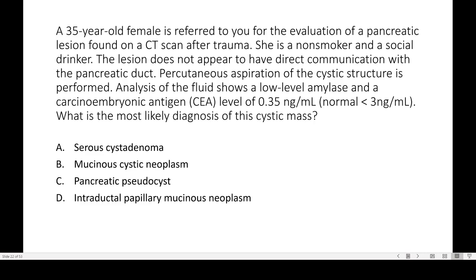So a 35-year-old female is referred to you for the evaluation of a pancreatic cystic lesion found on a CT scan after trauma. She is a non-smoker and a social drinker. The lesion does not appear to have a direct communication with the pancreatic duct. Percutaneous aspiration of the cystic structure is performed. Analysis of the fluid shows a low-level amylase and carcinoembryonic antigen, CEA level of 0.35, normal is less than 3. What is the most likely diagnosis of this cystic mass? So I'll give you a couple seconds to think. Either remember the answer or think about it.